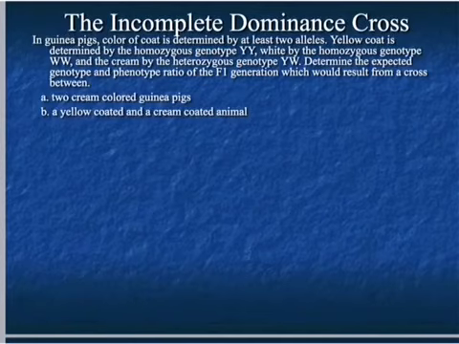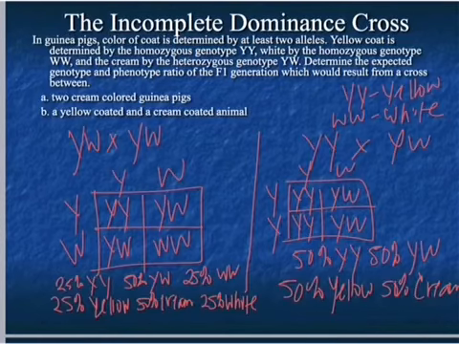Pause the video, solve these problems for yourself, and then see if you get the same answers as me. Did you get the same answers? If you cross 2 cream-colored guinea pigs, do you get 25% yellow, 50% cream, and 25% white? And if you cross a yellow with a cream, do you get 50% yellow to 50% cream?